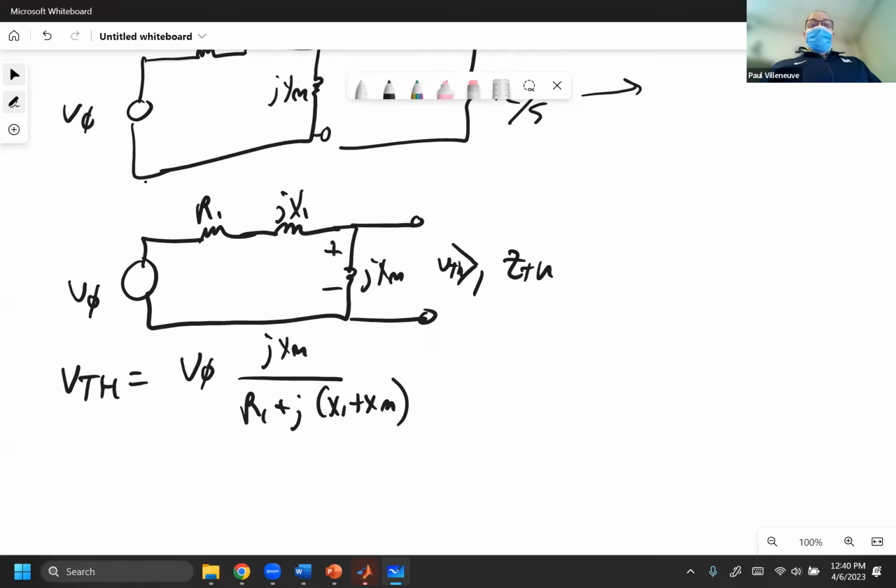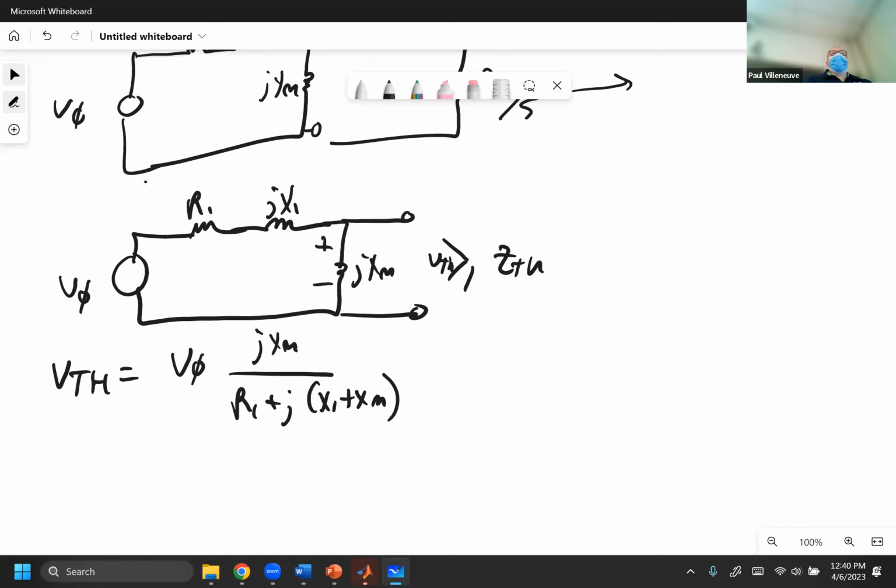How about finding Z Thevenin? What do I need to do to solve for Z Thevenin? Turn off the sources of power. Turn off the independent sources. And how do I turn off an ideal voltage source, or an independent ideal voltage source? What's that? Short circuit? Open circuit?